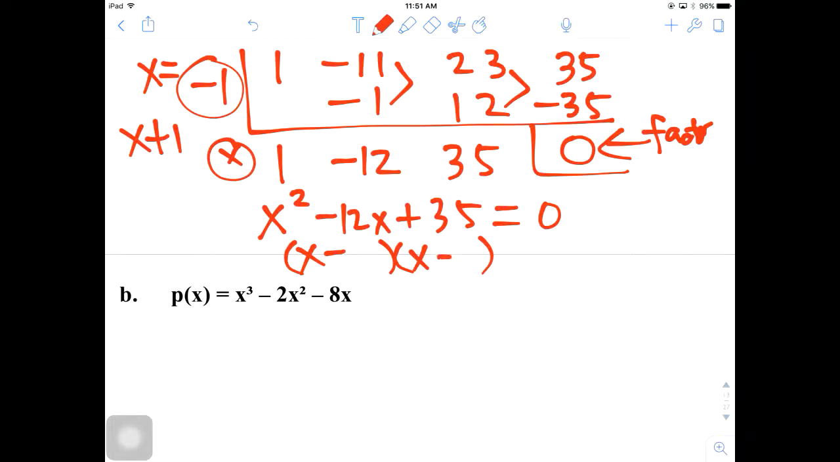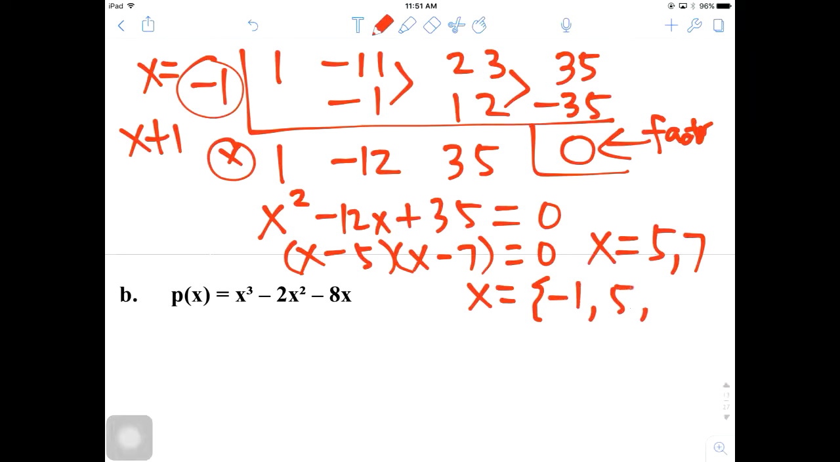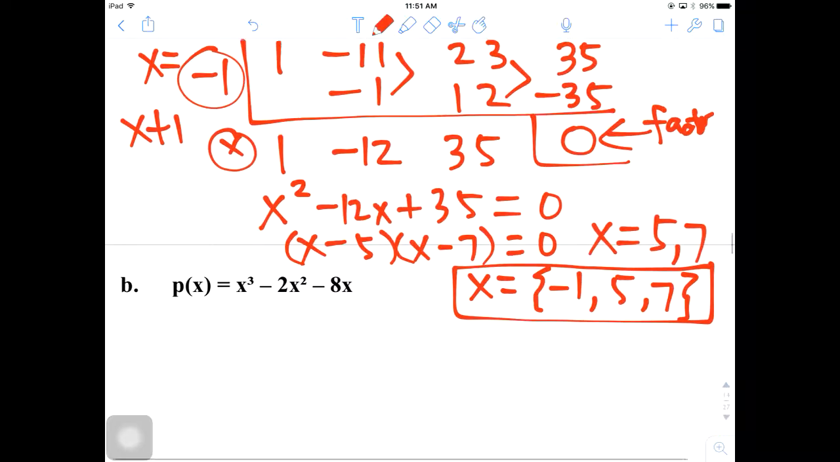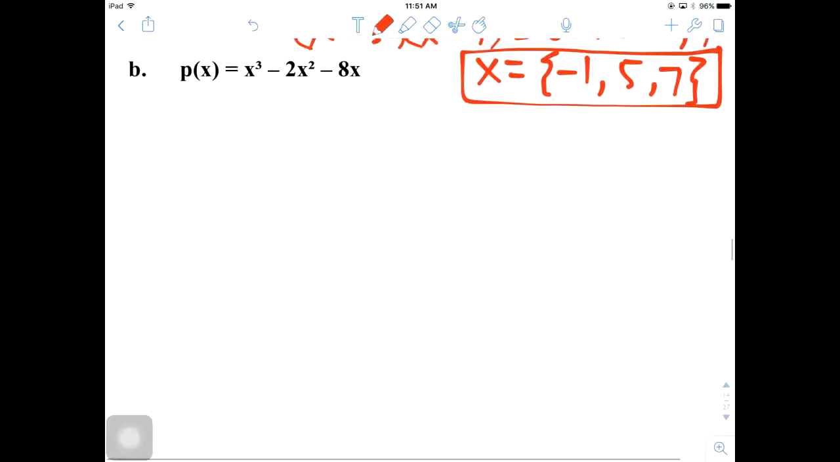So negative and negative. Two numbers that multiply to get 35 and add up to get 12 are 5 and 7. And so we have x equals 5 and 7. And with the one that we have, the negative 1, the complete list of zeros are negative 1, 5, and 7. And so that would be the complete list of zeros that we found by using the rational zero theorem or the PQ method. And that's the end of that problem.